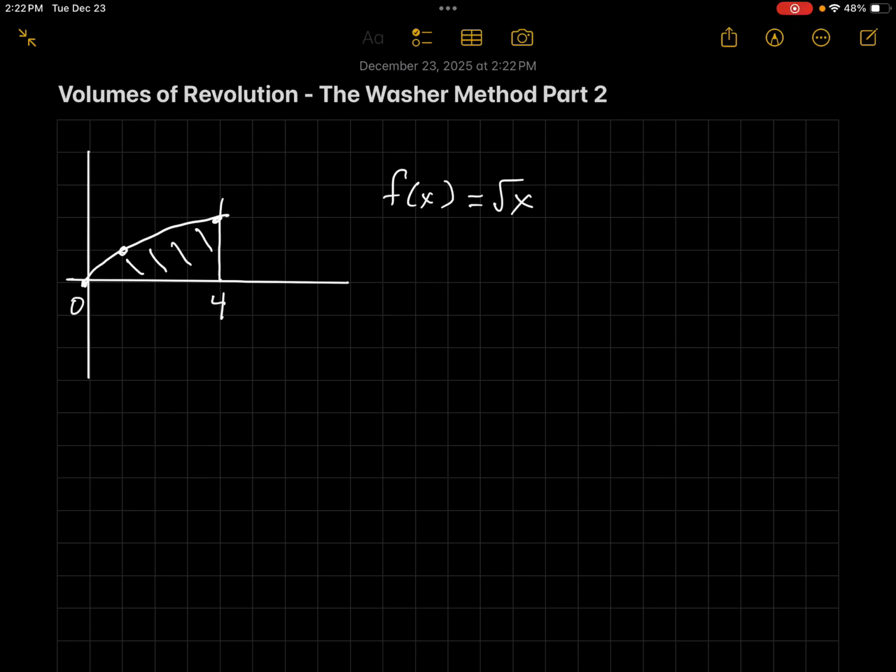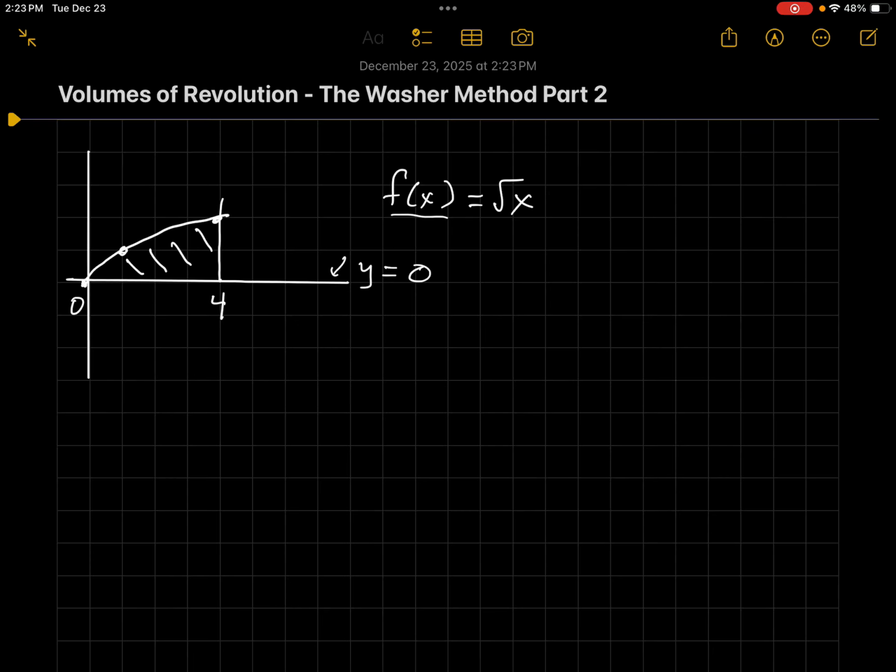Volumes of revolution, the washer method part 2. In the previous video, we took the region bounded above by f of x equals the square root of x, bounded below by the x-axis, and on the region x equals 0 to x equals 4, and we revolved it about the x-axis and found the volume of the solid that it made.